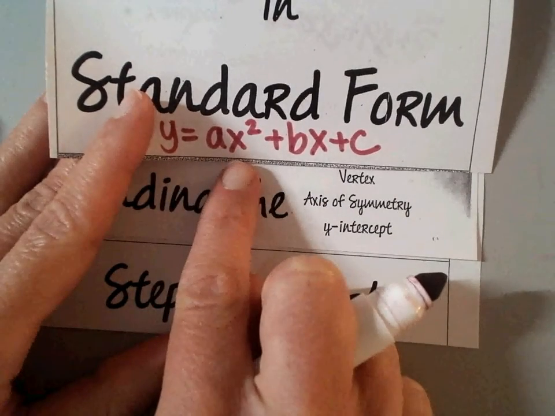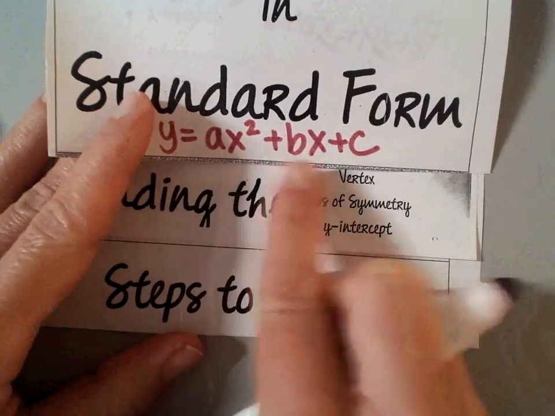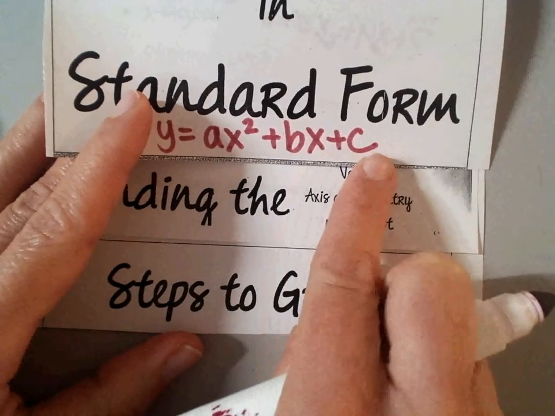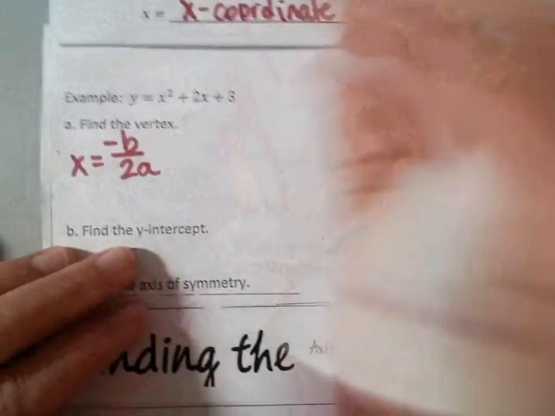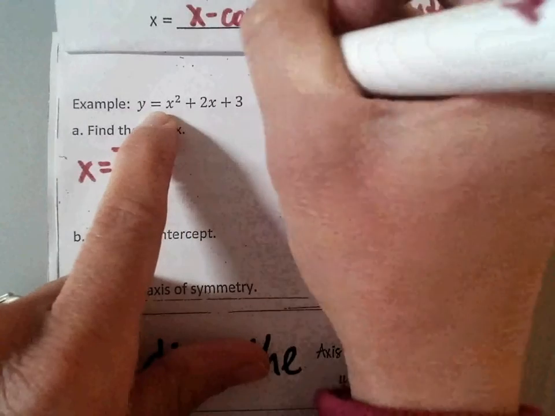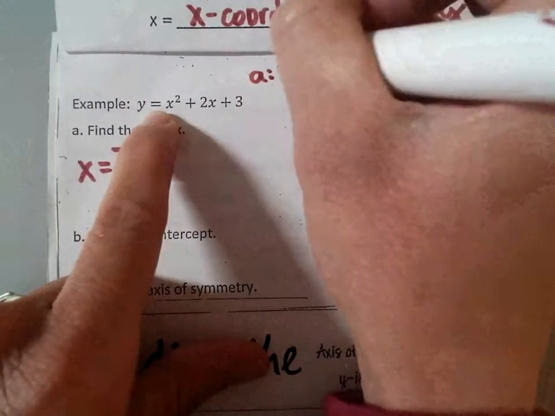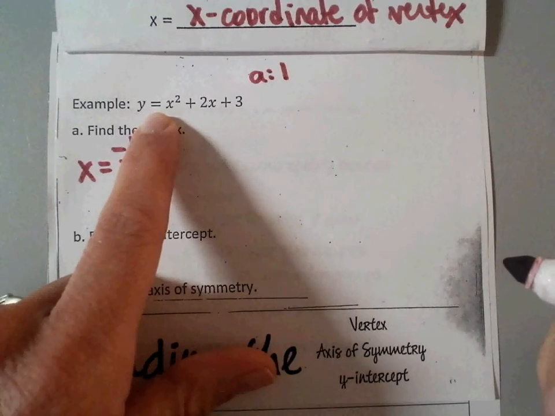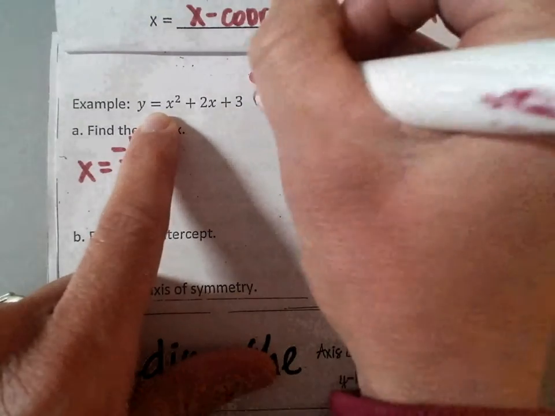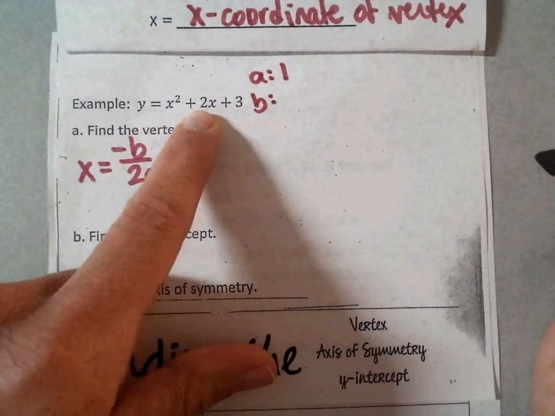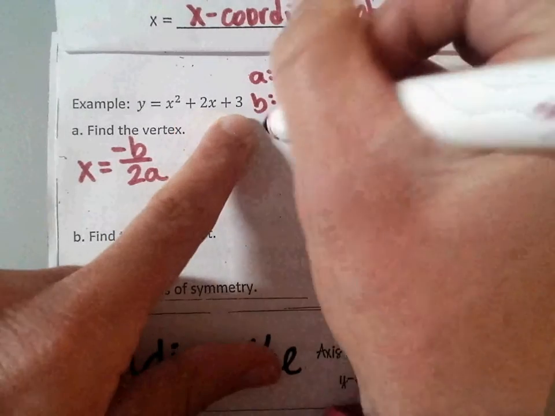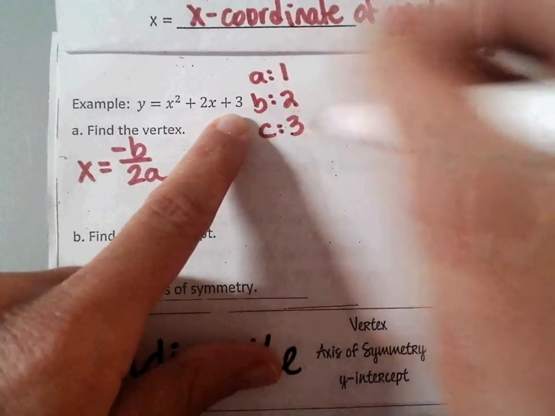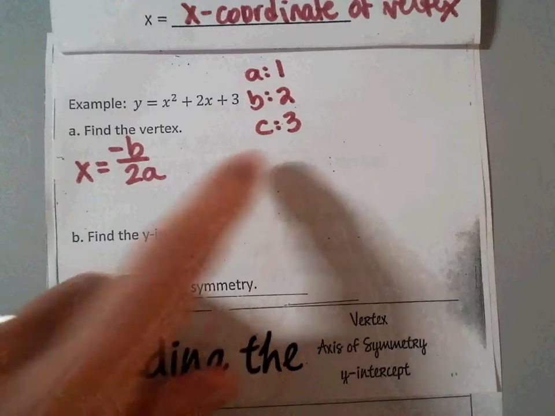A is the number in front of x squared, b is the number in front of x, and c is the number at the end. So our a, what number is in front of x squared here? 1. I always like to write these to the side, especially when we get to quadratic formula, it's helpful. Our b is the number in front of x, what would that be? 2. And our c is the number at the end, which was 3. Okay, so there's our numbers we're going to use.